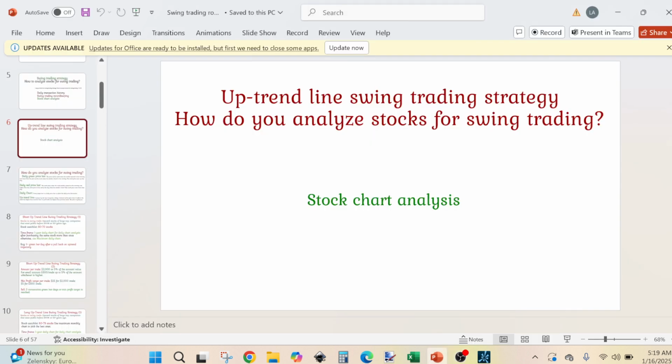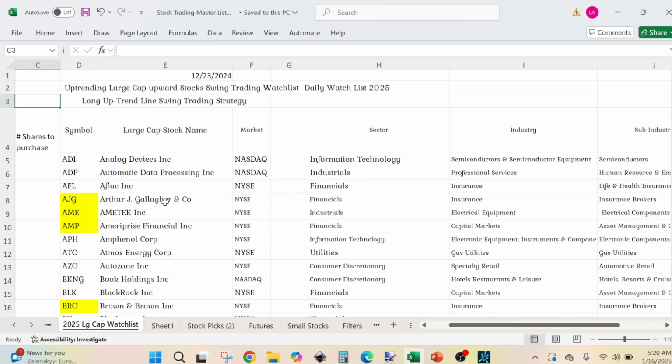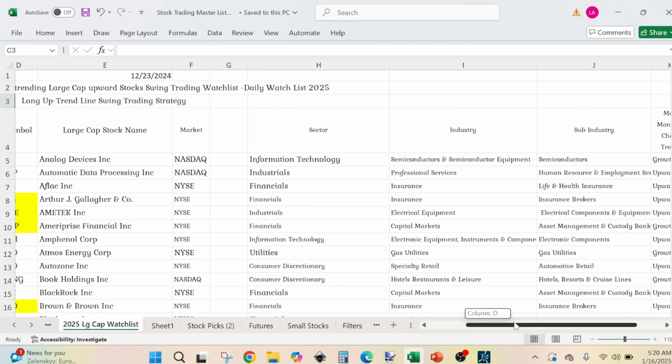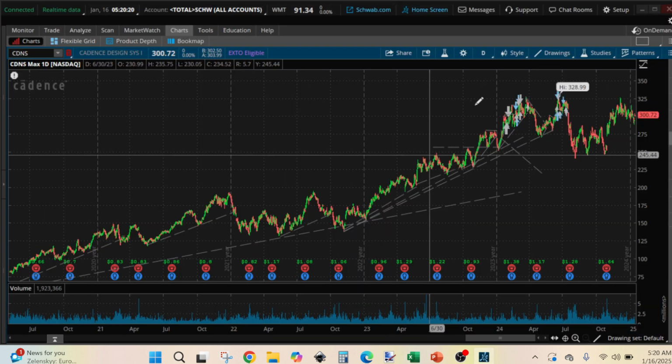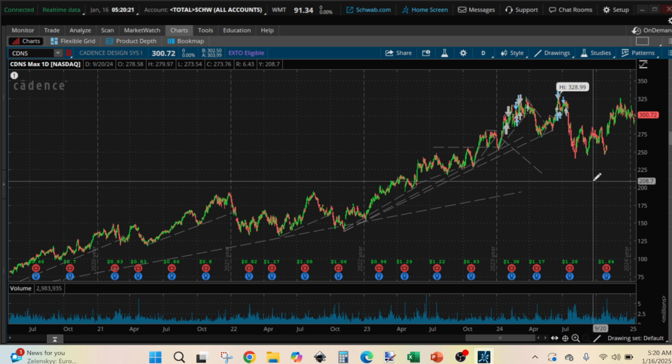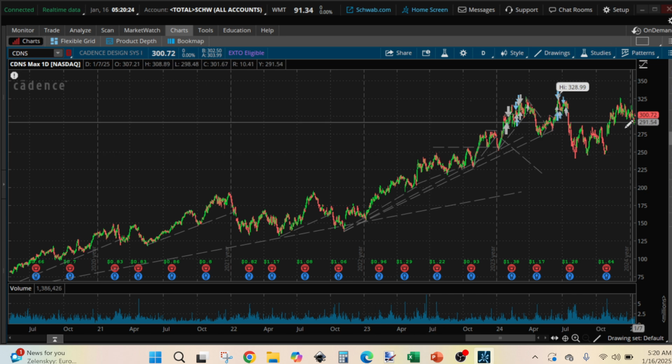Hello, how to analyze stocks for swing trading using the long option long swing trading strategy. We have the stock watch list open and we have 79 stocks to analyze. We have the Thinkorswim platform open and we use it to analyze stocks.